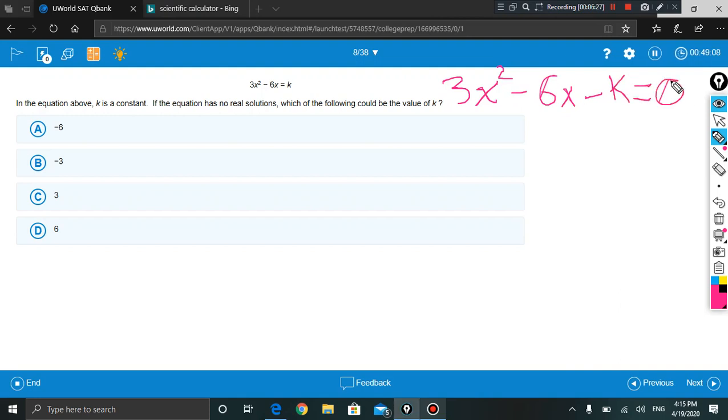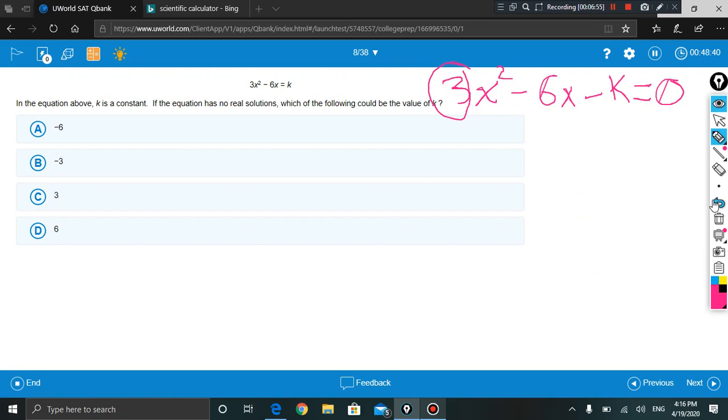So let me tell you this. If the a term and the c term have opposite signs, like if the a term is positive and the c term is negative, then for sure there are two solutions, because the parabola is facing upward and has a negative y-intercept, for example, like that. So definitely it will have two solutions, right? You have to bear this in mind.